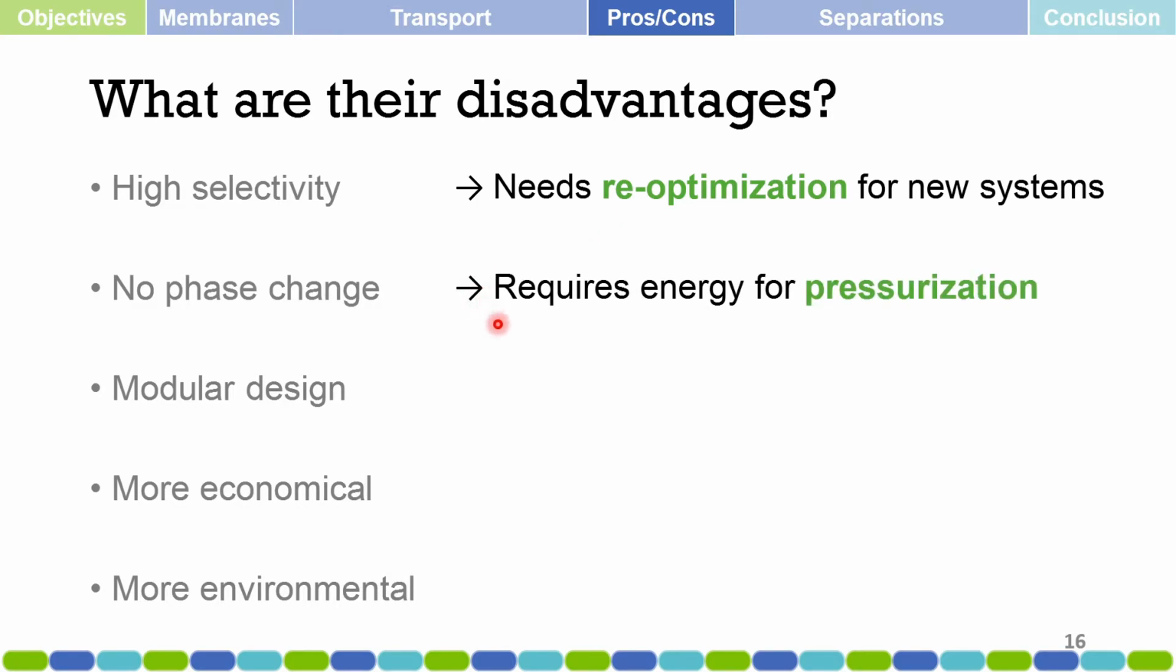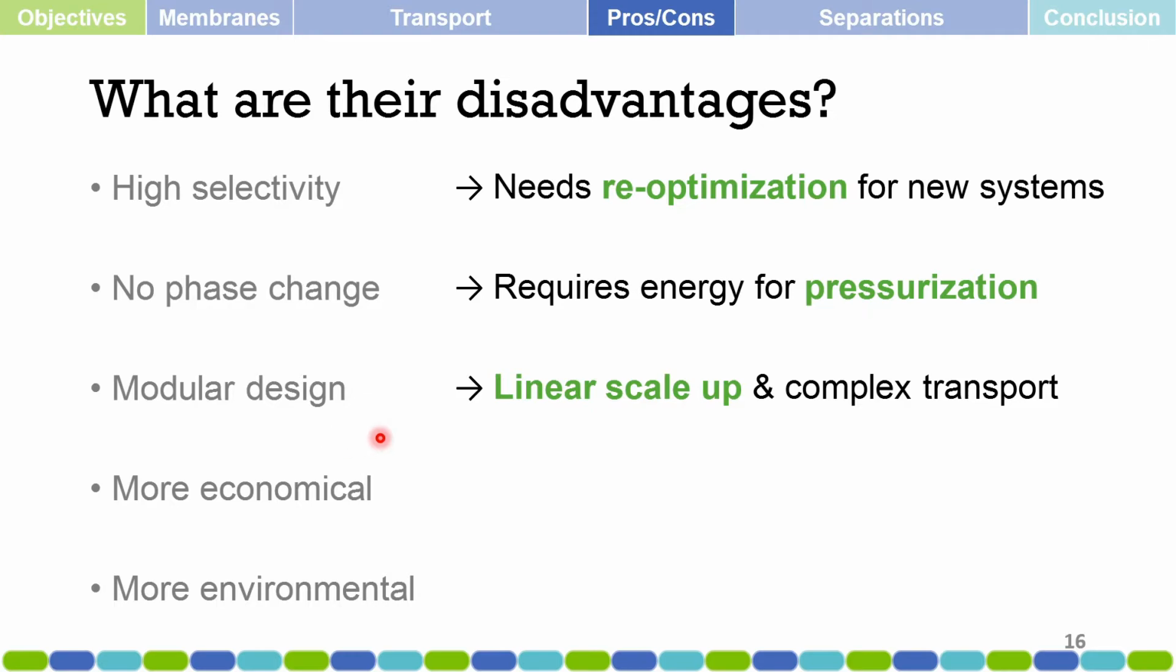Second disadvantage, since there's no phase change, it might require large energy for pressurization. So you need to pressurize the feed stream so that it will pass through the membrane. And for a feed stream with a high salt concentration, that will be very, very high pressure. And this is the case for desalination processes.